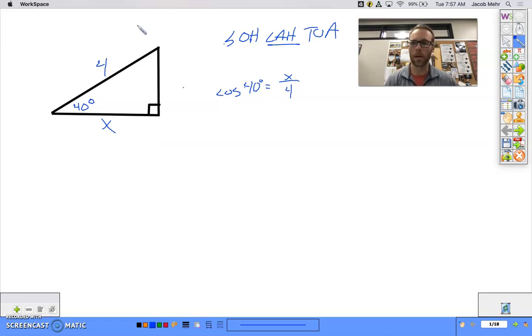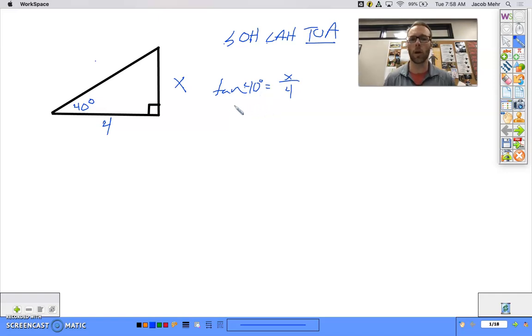Adjacent over hypotenuse, x over 4, multiply by 4 on both sides, and we've solved for x. Now, we might also need to use tangent, and tangent would have to involve opposite and adjacent, so let's say this side was 4 and this was x. Now it's an opposite and adjacent ratio, so now we're at tangent, and we would say the tangent of 40 degrees equals x over 4, opposite over adjacent, multiply by 4. 4 times the tangent of 40 degrees equals x, and we've solved for that side length.